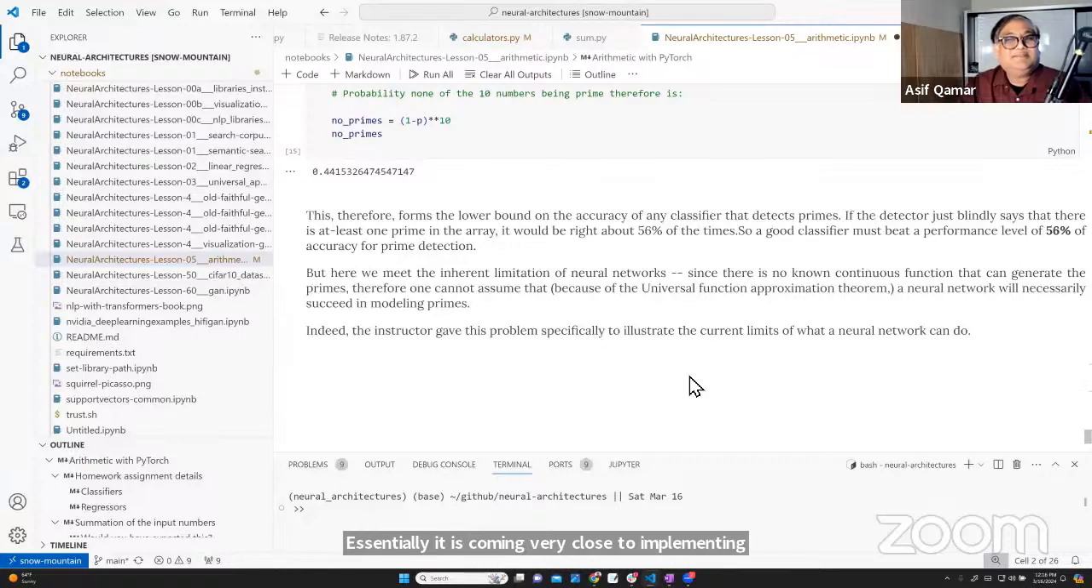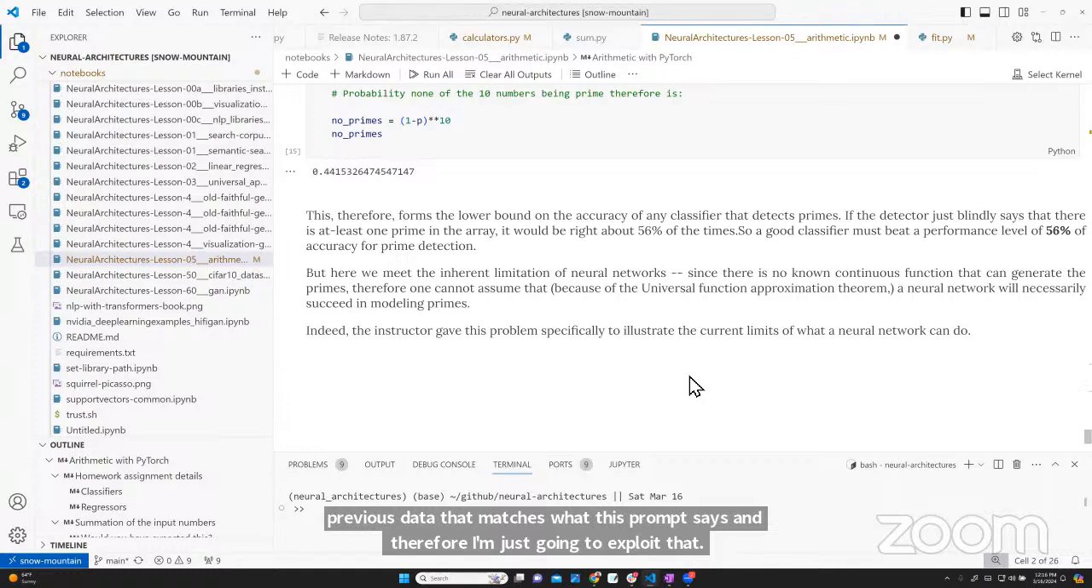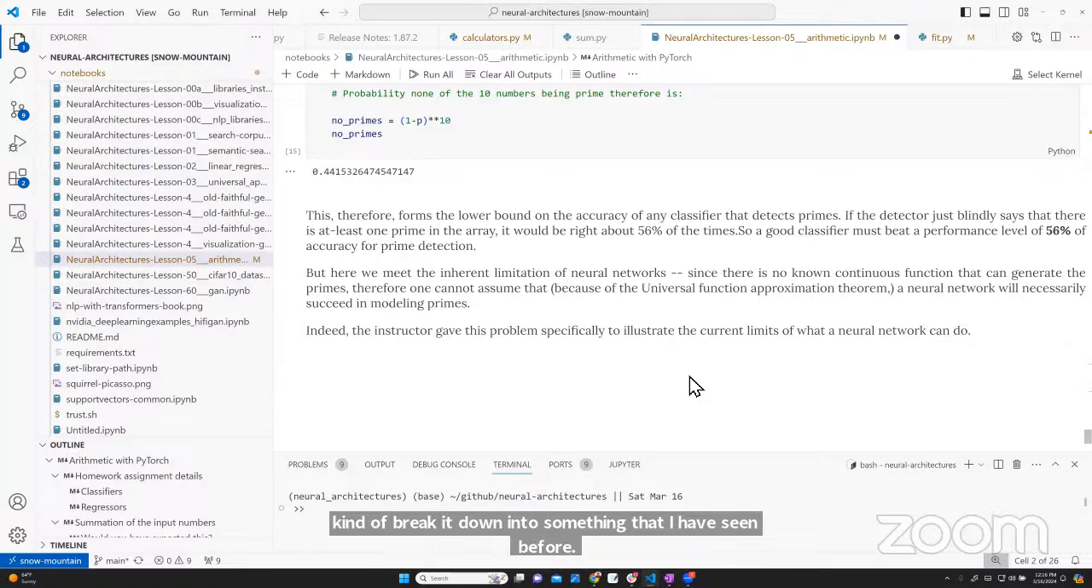Does that answer you? Yeah, I think it's interesting because it has other implications around what an LLM would do if it encountered a prompt that it doesn't have any training data for. In some ways it's basically like saying I have one side of this algorithm, the cached part, which says I've seen previous data that matches what this prompt says, and therefore I'm just going to exploit that. But what happens if I haven't seen it? Can I break it down into something that I have seen before? And if not, then we run into problems, right? Then we would have to encode it as a new set of data.